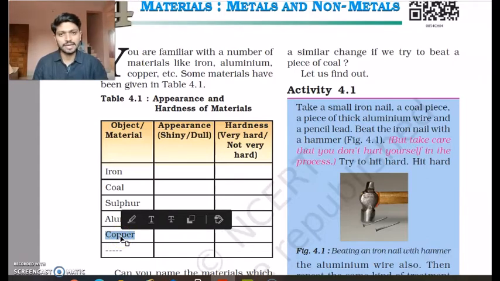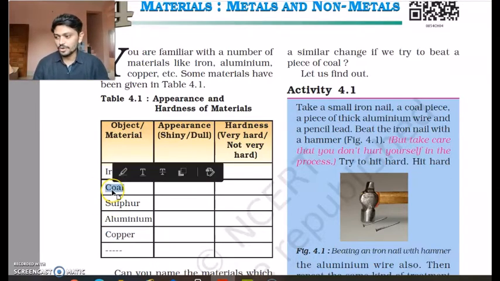Why do we know these are metals? Because in your house you might be able to see certain utensils which are made up of either aluminum or copper. You might see a lock that we put on our door that will be made up of iron. So we know that these materials are metals. The materials which we do not know are non-metals. So let us see how we can distinguish between metals and non-metals.